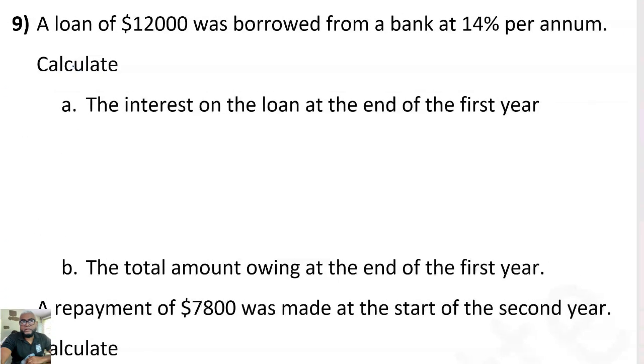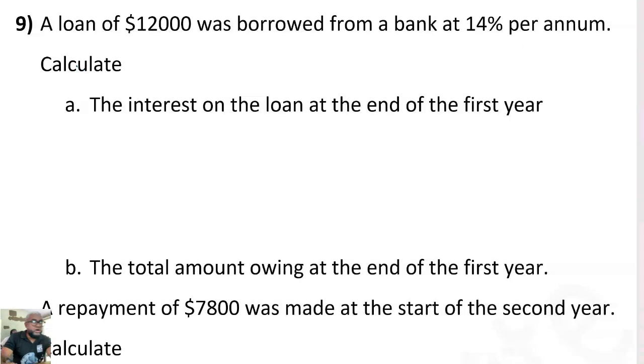Right. So we go in. A loan, watch it, a loan of 12,000 was borrowed from a bank at 14% per annum.